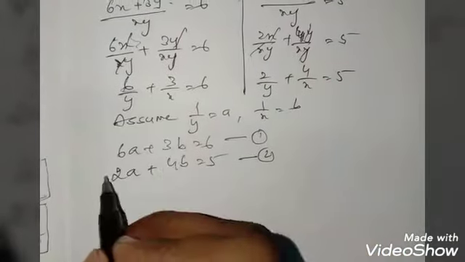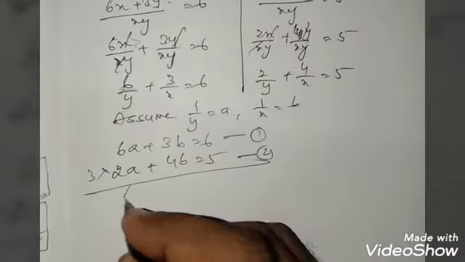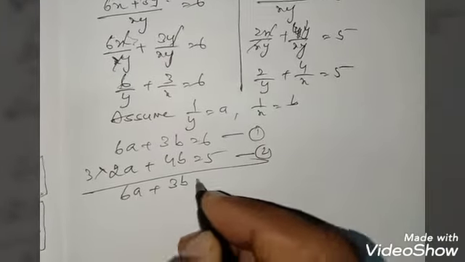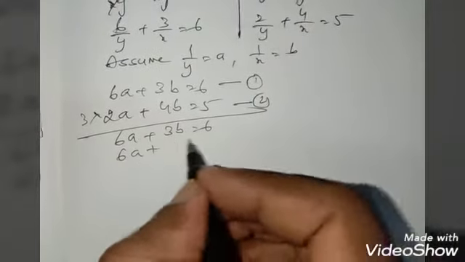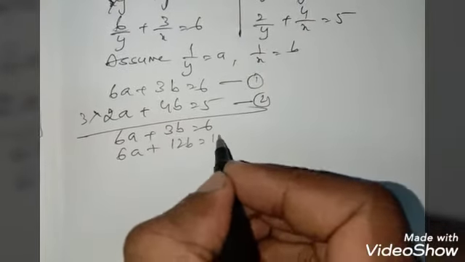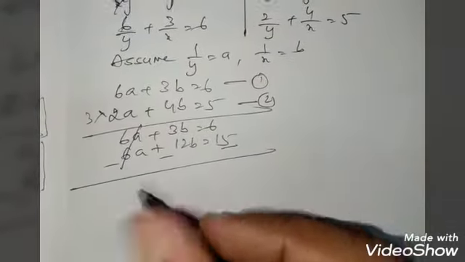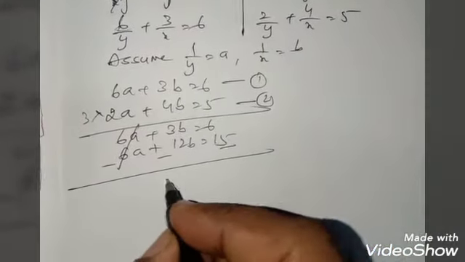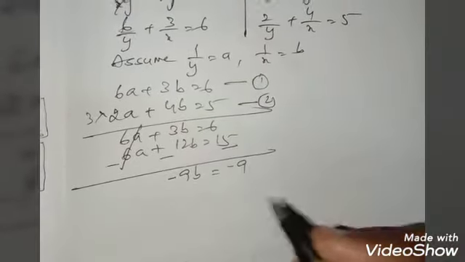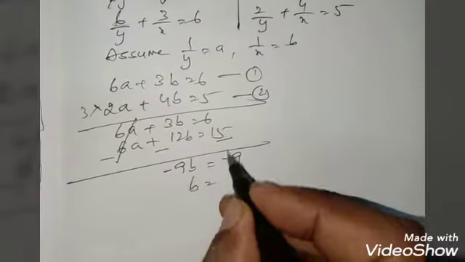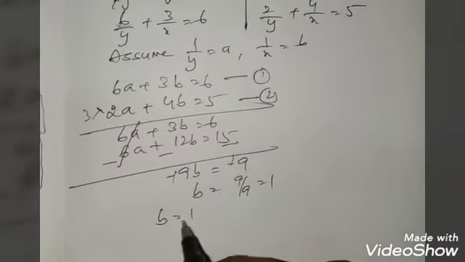Now here you multiply by 3 so that the coefficient of a will be equal. So I can write 6a plus 3b is equal to 6, and 3 2s are 6, 6a plus 12b is equal to 15. Now subtract these. Now if I subtract, these two will be cancelled. Here 3 minus 12 is minus 9b. Here 6 minus 15 is nothing but minus 9. So b is equal to minus 9 by minus 9, which is nothing but 1. So the b value is given as 1.